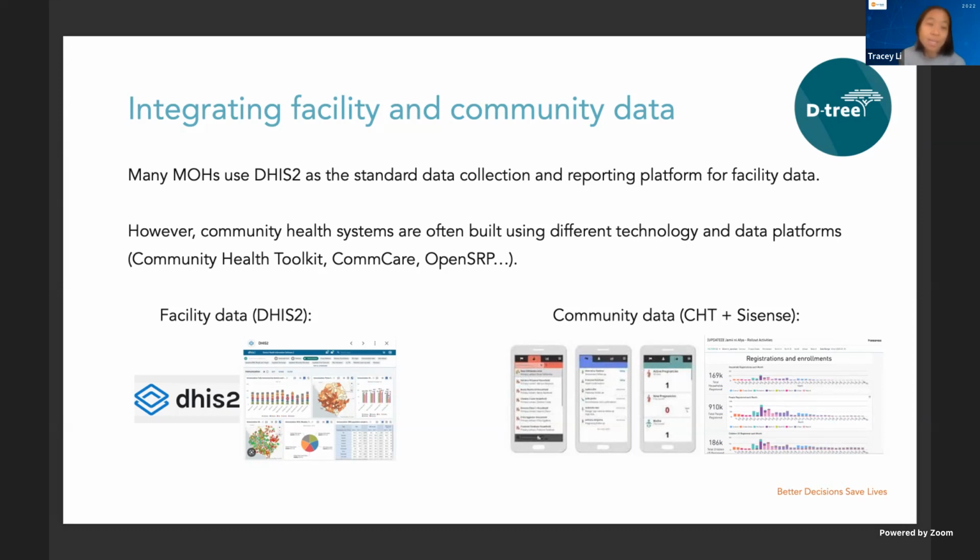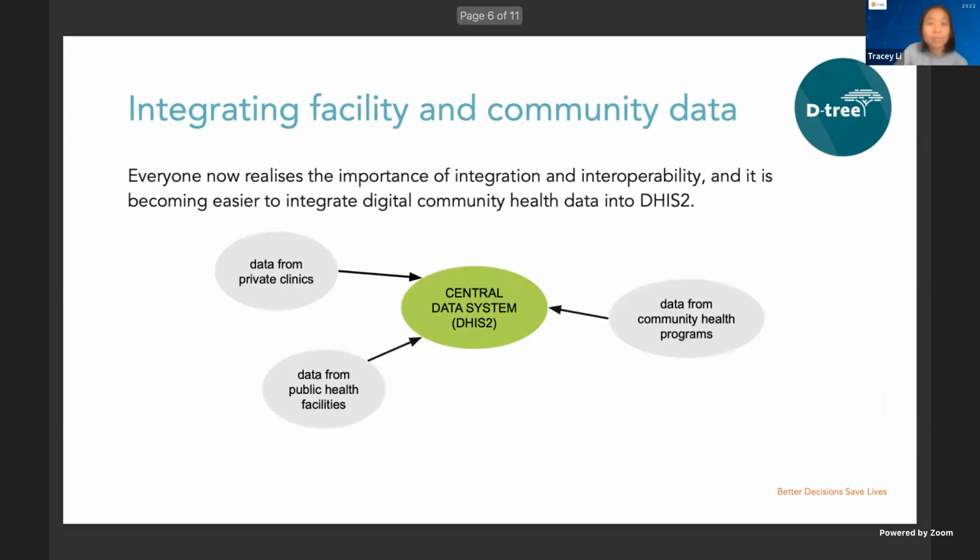So on the left, as I said, facility data, most governments and countries now will use DHIS2 as standard, whereas on the right, the community health data uses a completely different set of tools and platforms. So for example, in Zanzibar, we're using Community Health Toolkit, CHT, and then our data platform is a commercial platform called SciSense. However, everyone is now realizing the importance of integration and interoperability. And because of that, it's now becoming easier to integrate digital community health data into DHIS2.